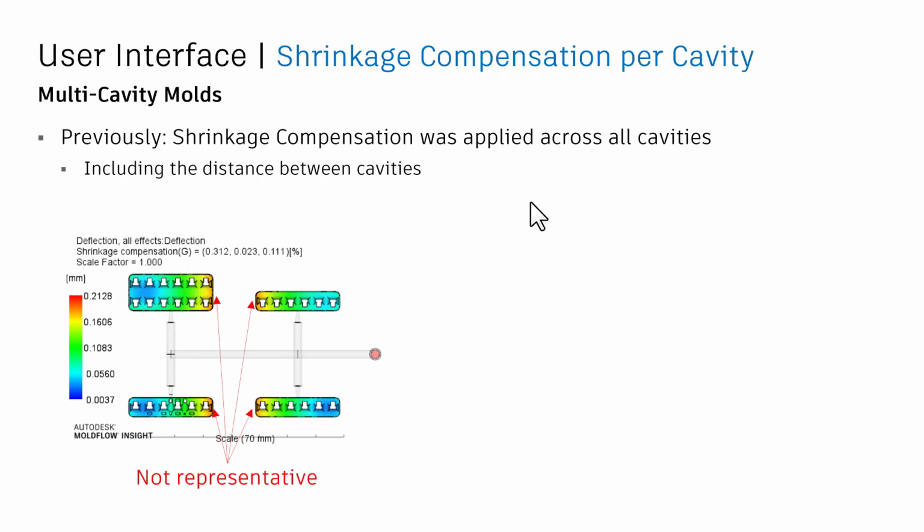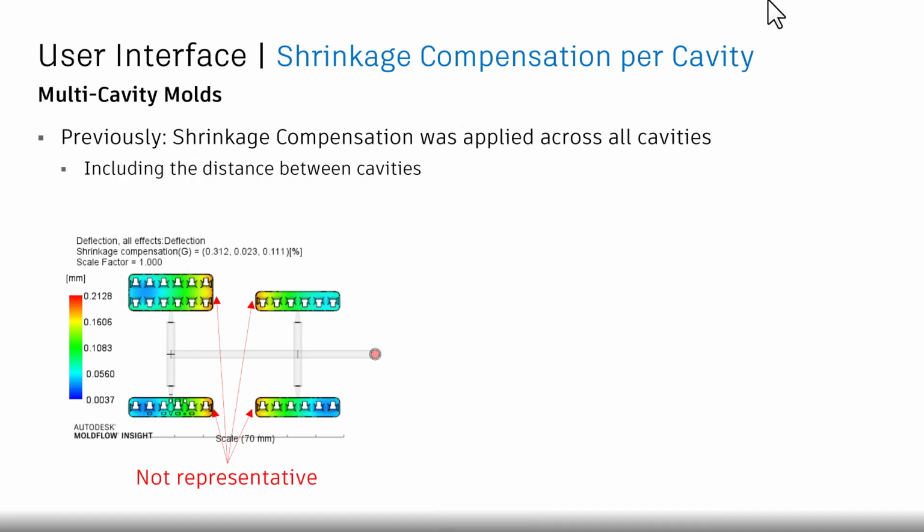I want to start with the user experience of using the software, starting with shrinkage compensation. If you've been using Moldflow from version 2019 and earlier, you would definitely have tried using shrinkage compensation after doing a warp analysis. You will have noticed that in earlier versions, about three versions earlier, shrinkage compensation was applied to the entire space that you see, including the distance between the cavities, and that was creating a bit of accuracy challenges.